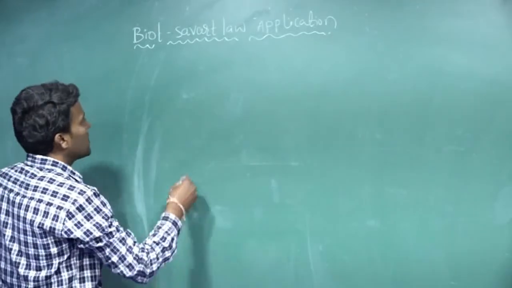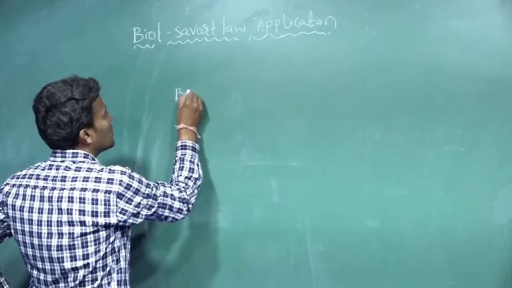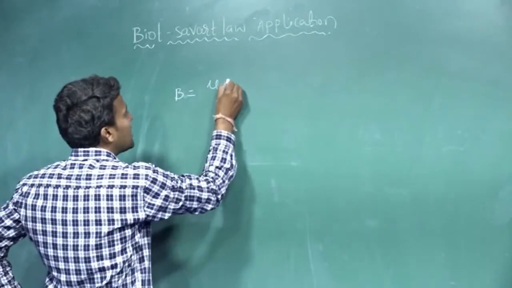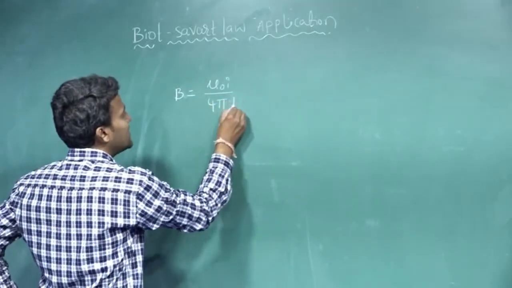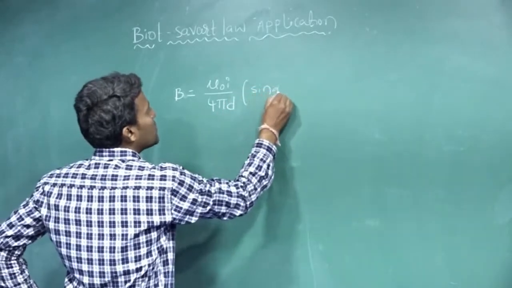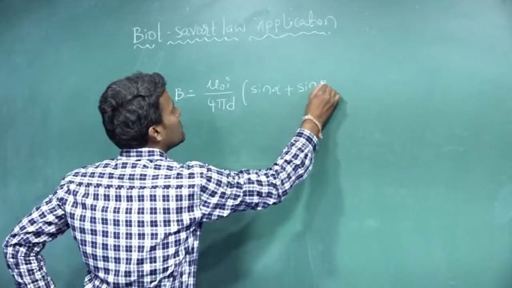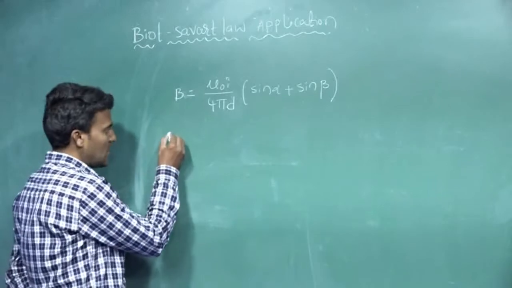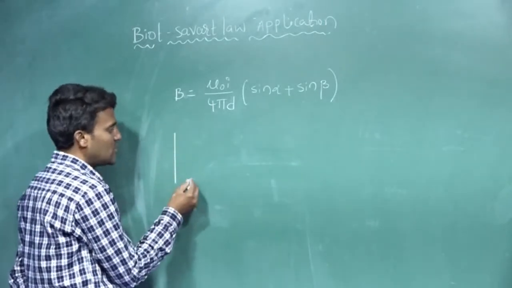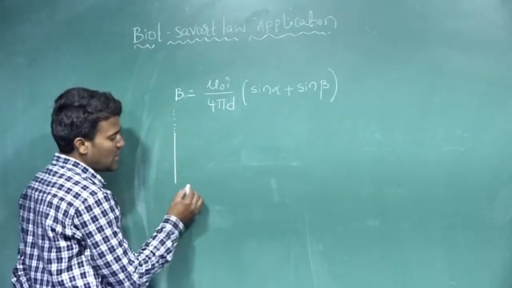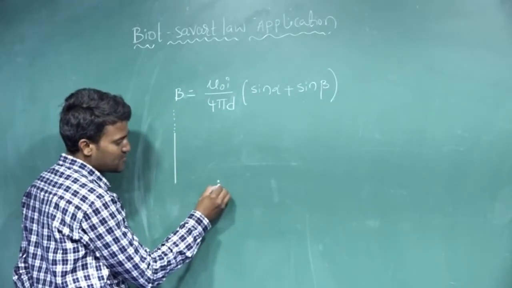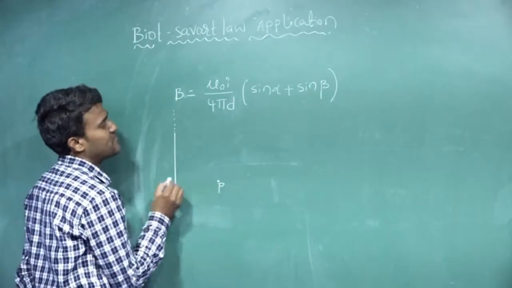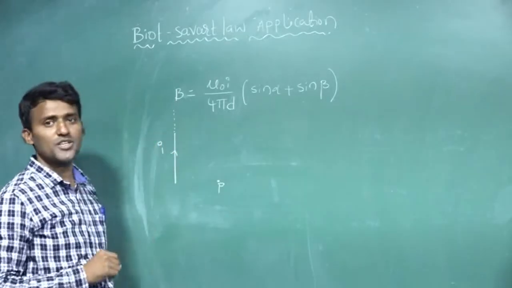Now the Biot-Savart application we already calculated. B is equal to the magnetic field at a point P due to the current carrying conductor, mu naught I divided by 4 pi d into sine alpha plus sine beta. We calculated this one just now. Now I am taking one conductor. This is infinite on one side. And now I am taking one point P here. Now what is the magnetic field at this point due to the current carrying conductor?